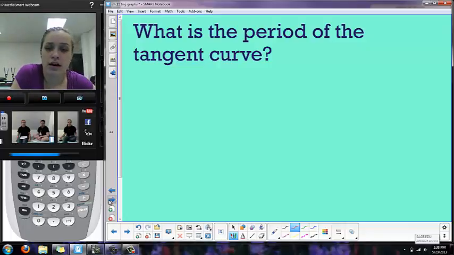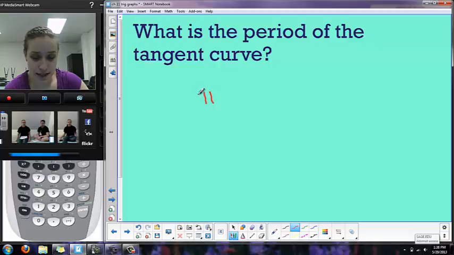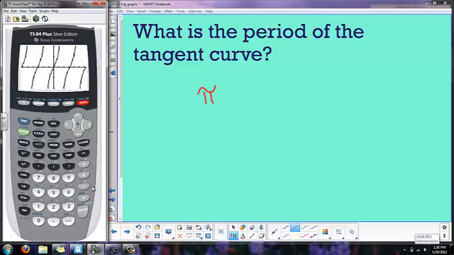What is the period of the tangent curve? The period is the length of the interval needed to see one full curve, and the period is pi. It takes pi radians to see one full curve, except for the fact that, if you look right here, it doesn't go from 0 to pi to 2 pi. It actually goes from -pi over 2 to +pi over 2, and then from +pi over 2 to 3 pi over 2, and so on. So it doesn't really go from 0 to pi, but pi is the length of the interval needed to see one full curve.